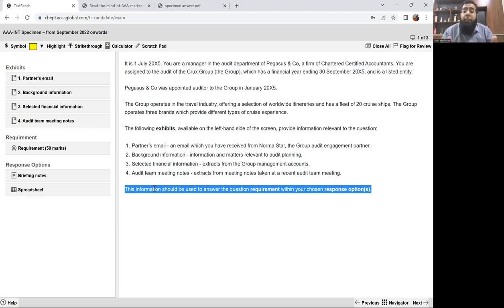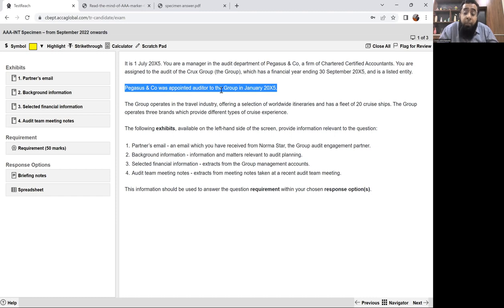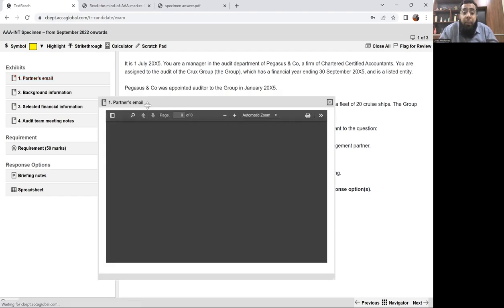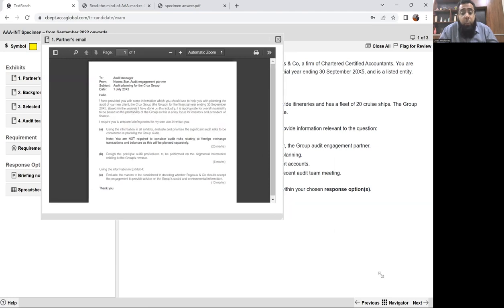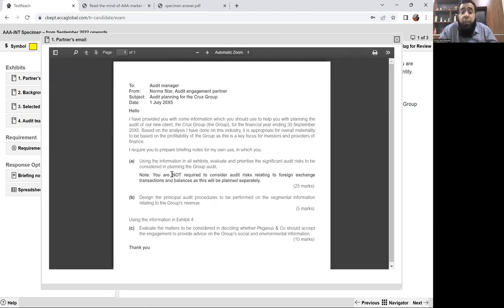So an introduction is given about the question that we are working in Pegasus and Company. The client is Crux Group. The year end is 30th September 2005. We were appointed as auditor during the year in the month of January. And then the list of exhibits is provided to us. Let's look at exhibit number 1, which is the partner's email. Again, we are doing a fast review of the question so that we can identify the data when we are referring to the responses of both of the candidates.